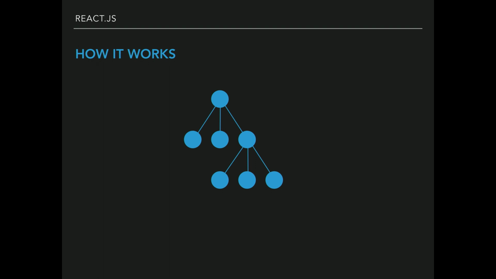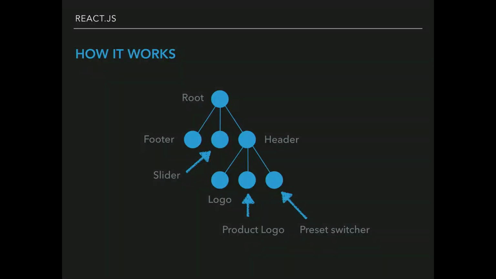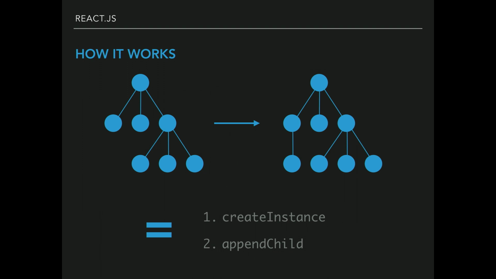OK, so when you write code in React, you're actually describing your user interface as this kind of virtual description of what the UI should be. And so React takes this and turns it into a virtual tree that represents your DOM, or your application. So in this contrived example, maybe that root node is like your root container, and then we have a footer and a slider and a header that are children of that, and then we have a logo and a product logo and a preset switcher underneath the header. And so React creates this tree and hangs onto it, and then whenever something changes in your application state, React runs the same pure function that you wrote again, comes up with a new tree.